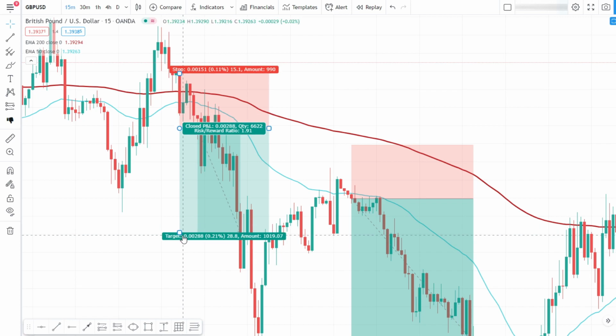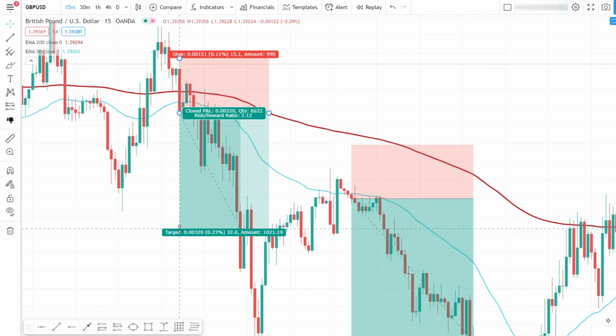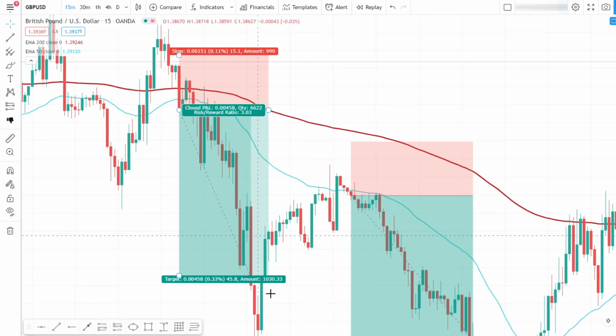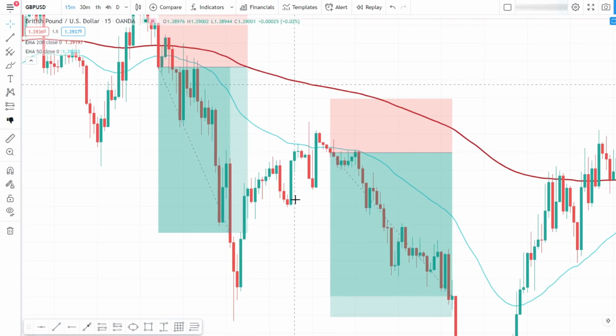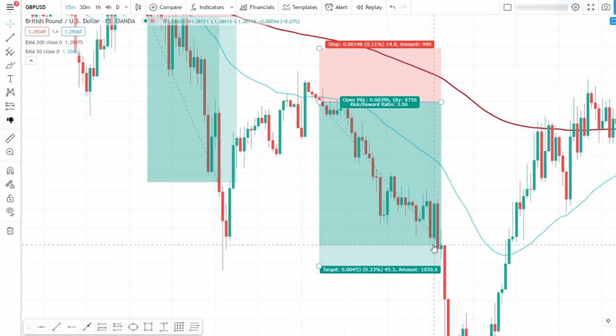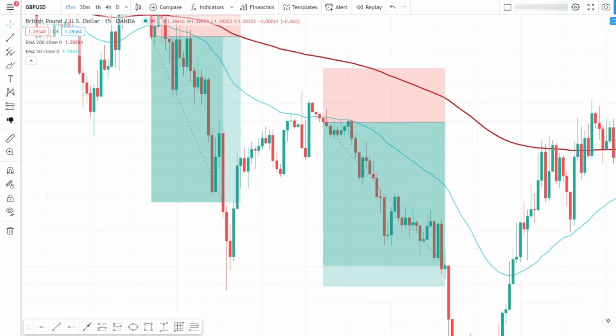30 pip take profit. 30 pip take profit, TP1 hit, then 45 pips, TP2 hit. So that would have been a nice 1 to 3 ratio. As you can see right here, it's worked twice in a row. Wouldn't have traded this because it didn't break back below. But yeah, that's how you would do it for sells.